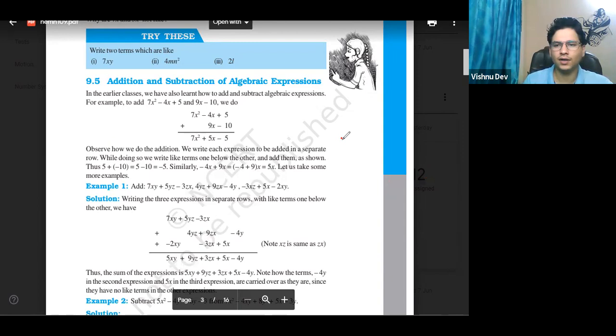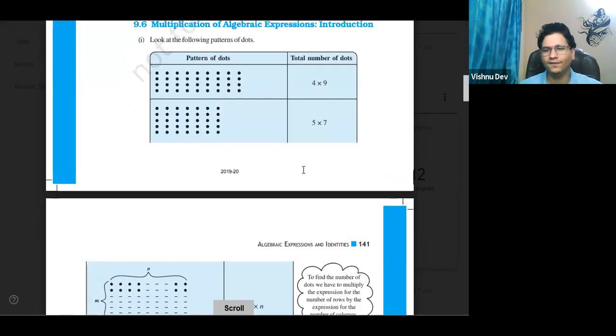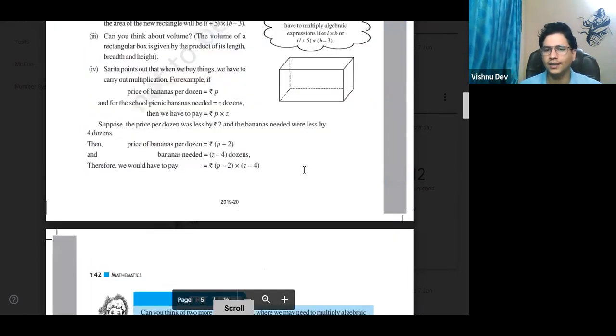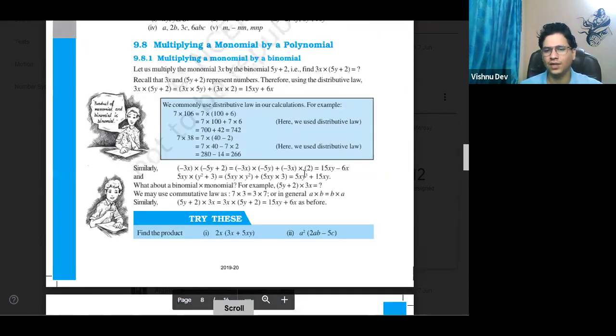And what is x plus a into x plus b? I hope all of you remember this also. It is x square plus (a plus b)x plus ab. Yes or no? We have discussed these, right? So when we talk about 9.5, it is totally based on these identities.